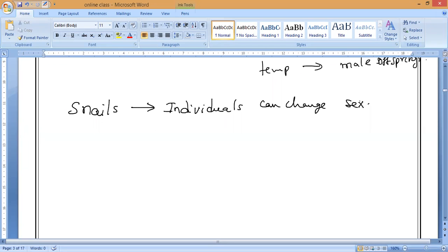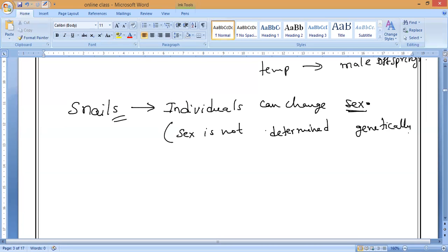So it is indicating that sex is not determined genetically in such animals. There is no genetics playing a key role in determining the sex of a snail, because they can change their sex according to their need. Do you understand? So that is why we can say here that sex is not determined genetically in such animals. That is what you have to remember.